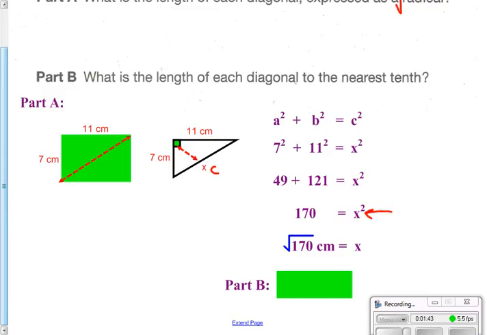Part B says what is the length of each diagonal to the nearest tenth. So we need to round to 1 decimal point. Find the square root of 170 in our calculator, round to a tenth, and we get 13.0 centimeters. When we round it, we have to leave that 0. If we got 13 exactly, we could put 13 down. We didn't. We got it by rounding, so I need to put that 0 in to hold place value.